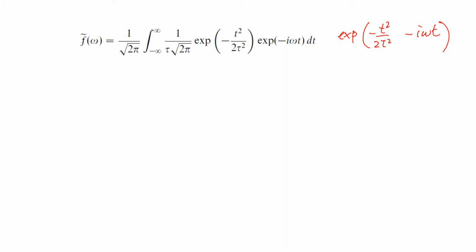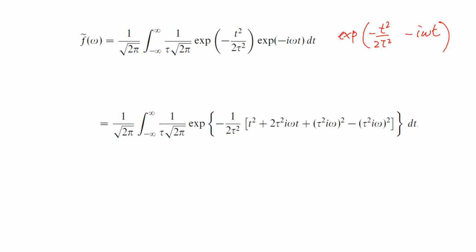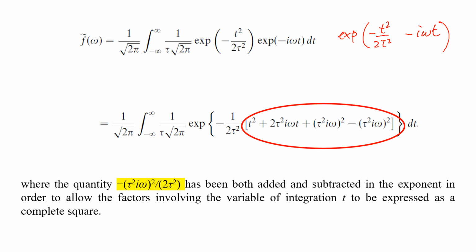And we can actually have this form here where, as you can observe, we did some completing the square where the quantity negative tau squared I omega squared over 2 tau squared has been both added and subtracted in the exponent in order to allow the factors involving the variable of integration t to be expressed as a complete square. So what we did here was a completing of the square.